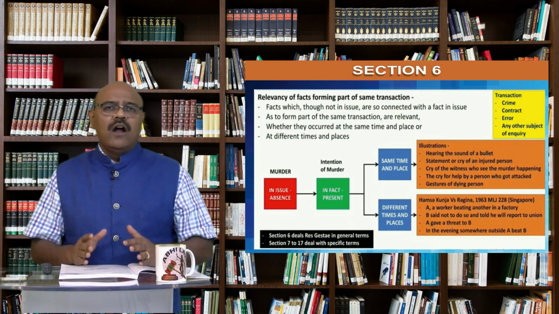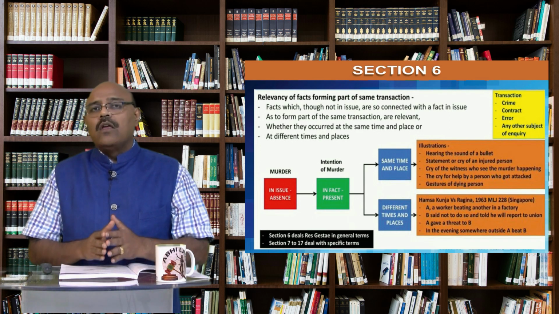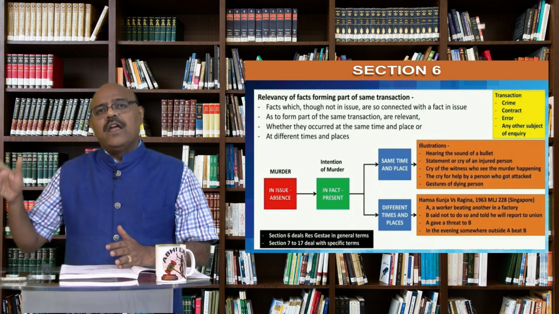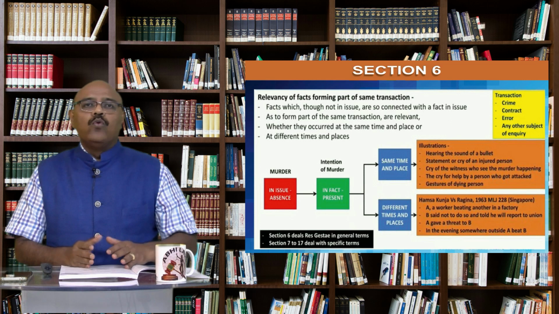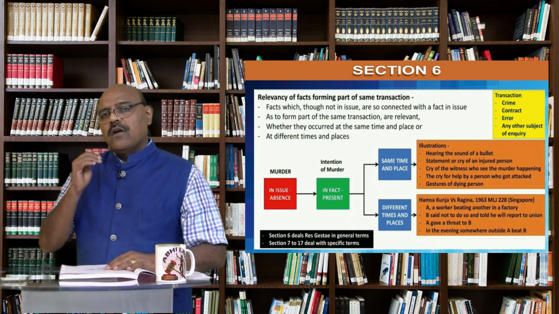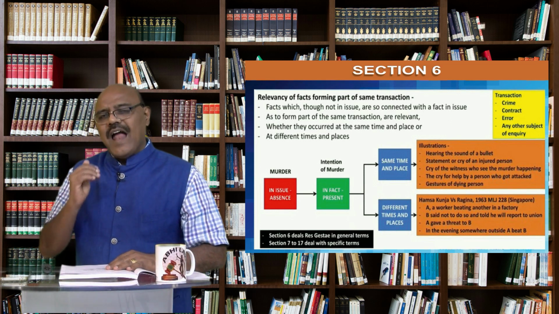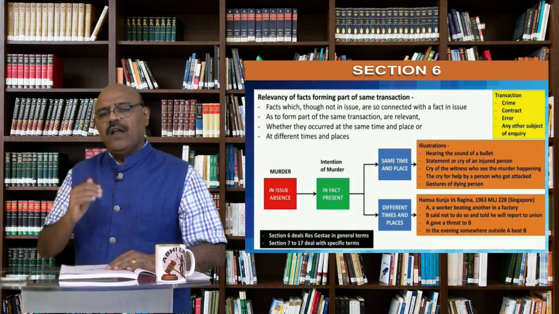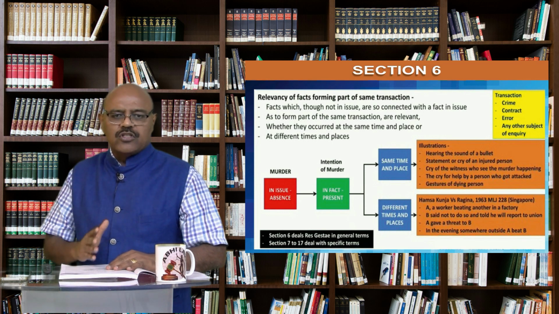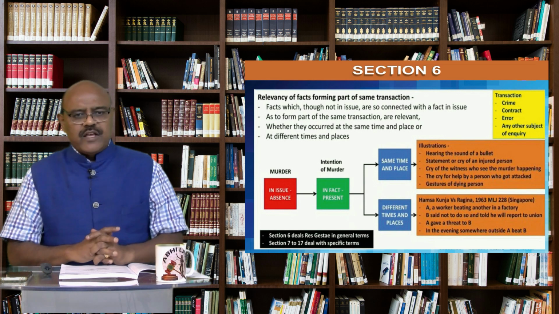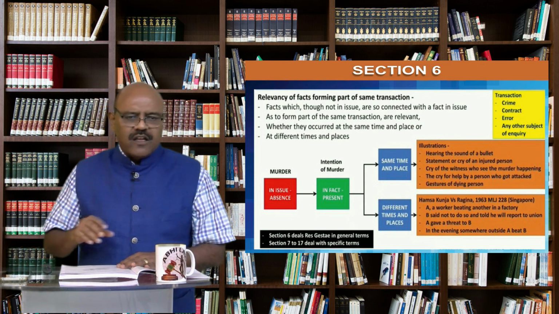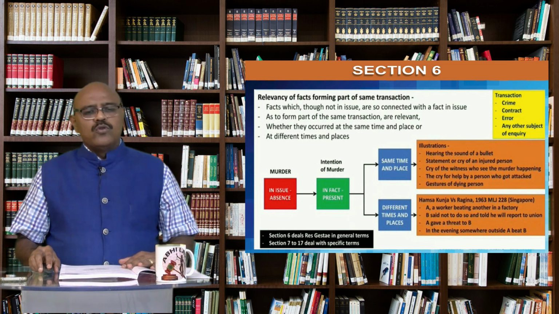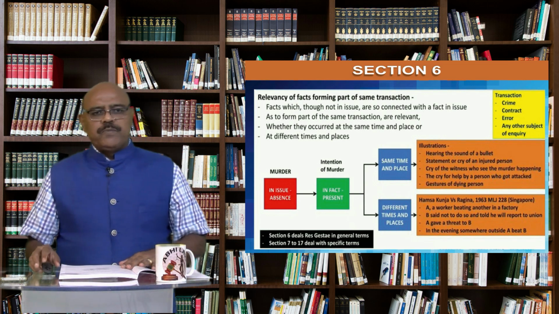Now whoever heard this conversation, even though the beating took place at a different time and different place, whoever heard this statement becomes part of the same transaction. This is what we talk about in Section 6. Section 6 talks about res gestae in general terms, but Sections 7 to 17 deal with specific terms.